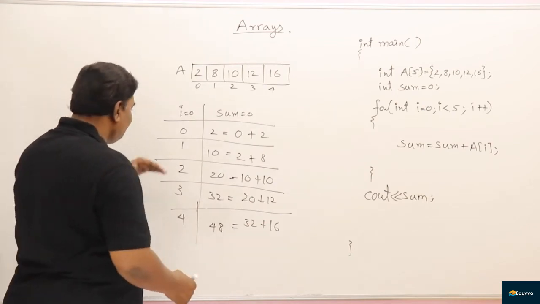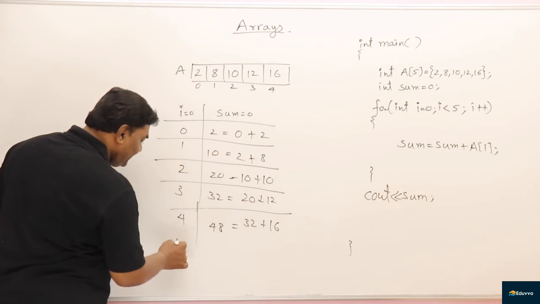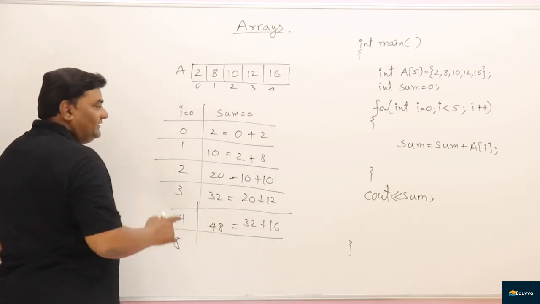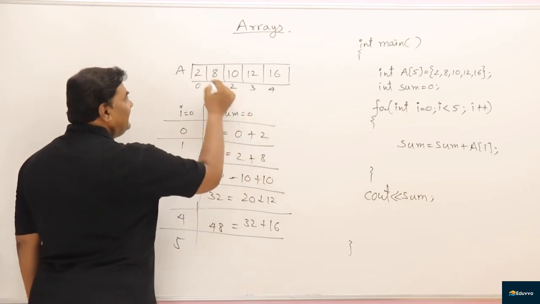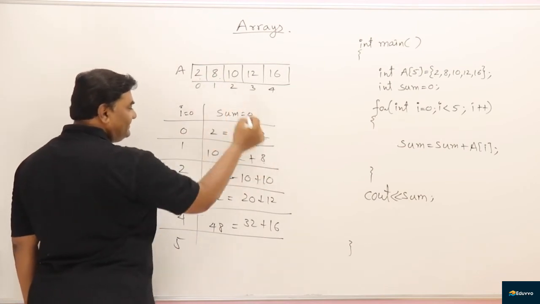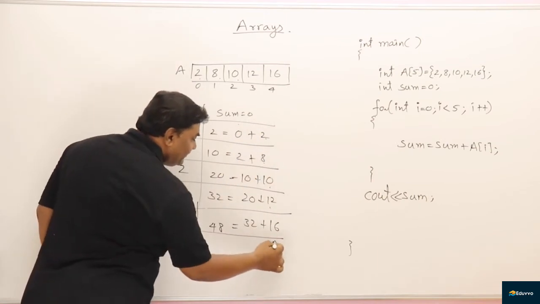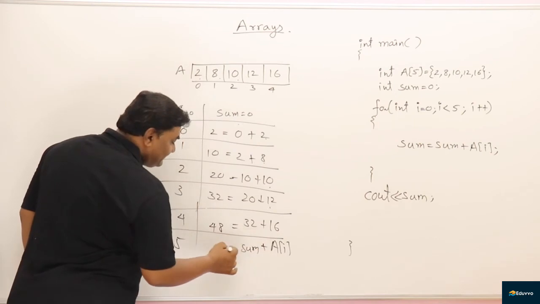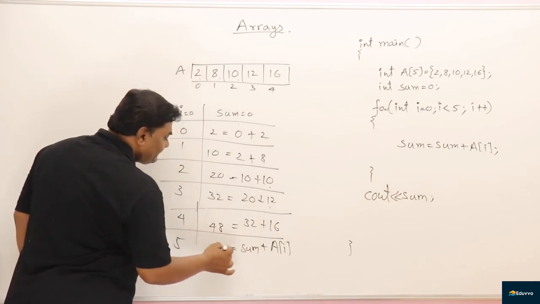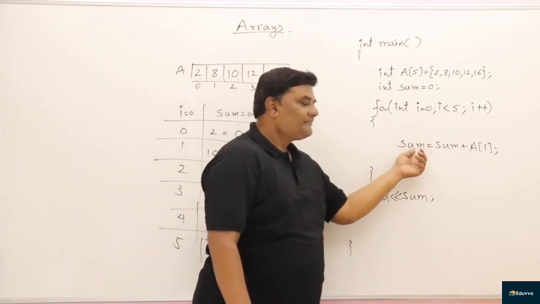So what is happening here? I is incrementing one by one every time, 0 to 4. Then when I becomes 5, it will stop. Then what is happening here? This is sum plus, what is this? a of I. This is a of 1, this is a of 2, then this is a of 3. So this portion is a of I, and that is added to sum, and the result is stored in sum. So this is what we have written here.